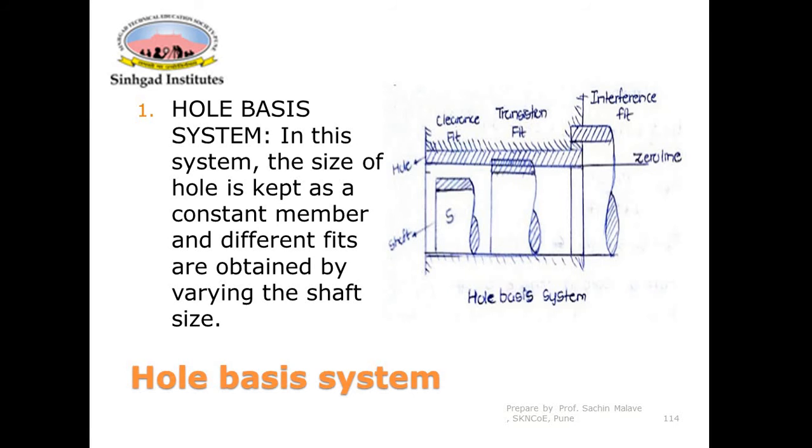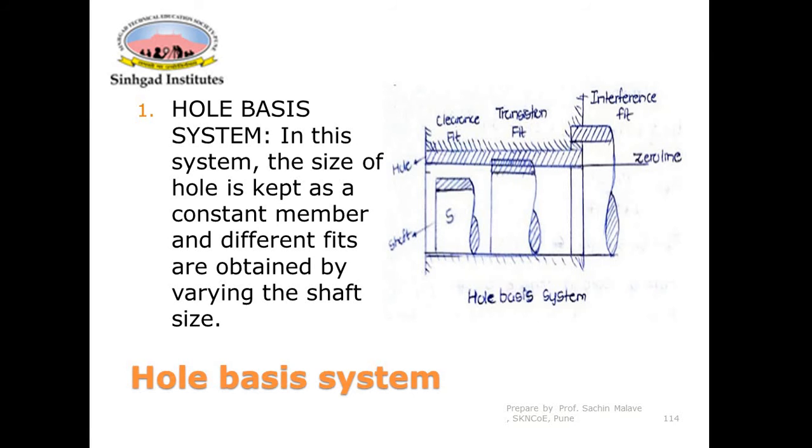Now, for the design of fits, there are two concepts, that is a hole basis system and shaft basis system. So what is a hole basis system and shaft basis system? First is the hole basis system. In the hole basis system, the size of the hole is kept constant and different fits are obtained by varying the shaft size. We will now try to explain this definition.